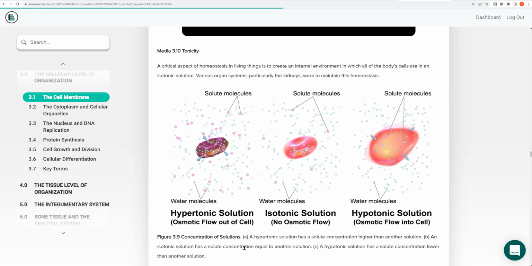Okay, so in letter A, when the cell shrinks, we call that crenation, or the cell crenates. It shrinks.